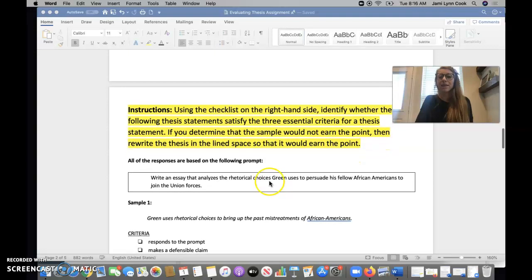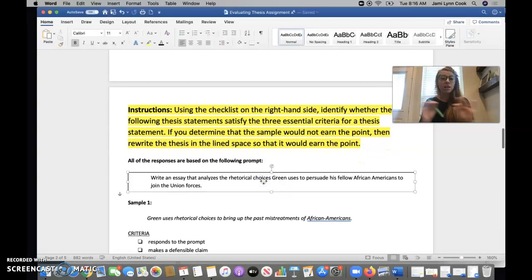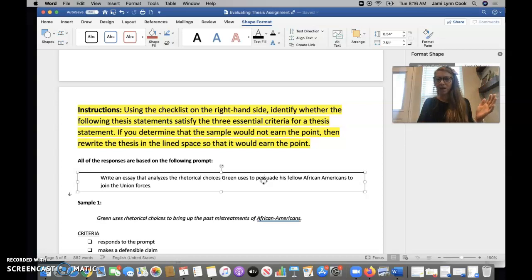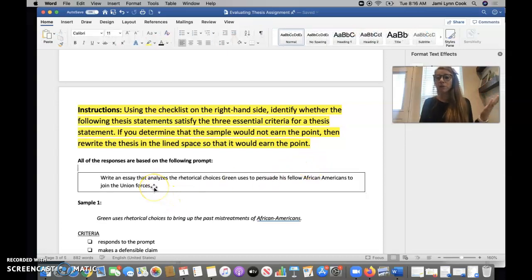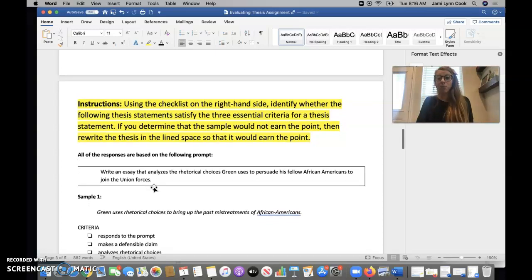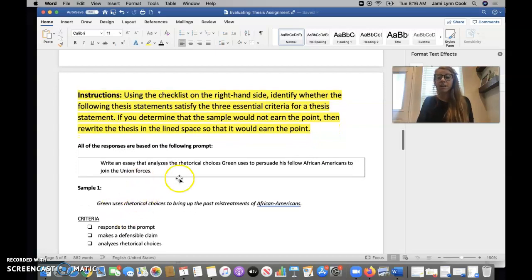All right. Here's the prompt again, and it just gives you the instructions, not the rest of that context. So the prompt reads one more time, write an essay that analyzes the rhetorical choices, plural, that Greene, our author, uses to persuade his fellow African Americans to join the Union forces. So you know that your author needs to respond to this and needs to make sure that they're creating this argument. So how did he persuade his audience? What did he use?